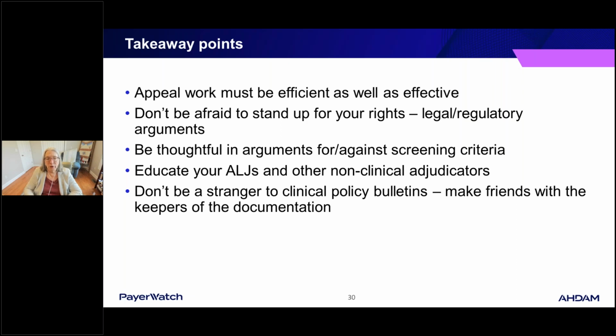Educate your ALJs and other non-clinical adjudicators when you're going to external review. And don't be a stranger to your clinical policy bulletins. Make sure that you have access to them, that you are referring to them in your appeal letters if your care is covered by a clinical policy bulletin, and make friends with the keepers of that documentation so they know what you're asking for when you ask for it, and you can get it quickly to help support your appeal.